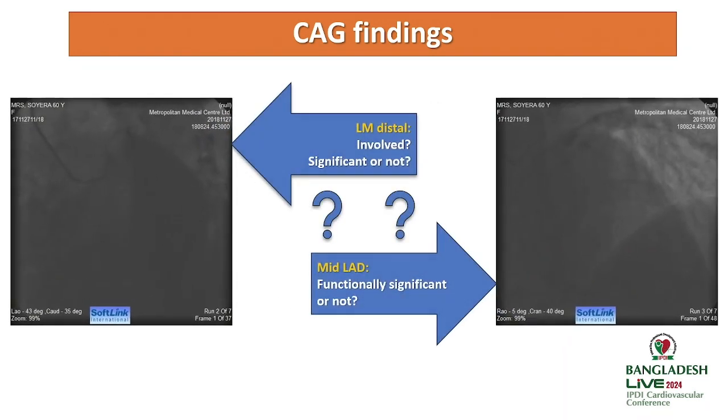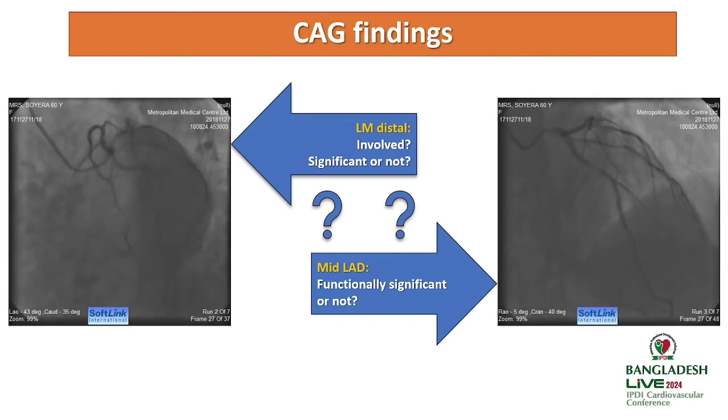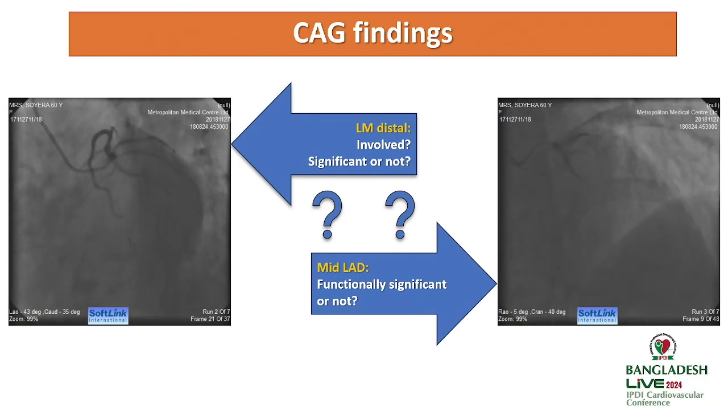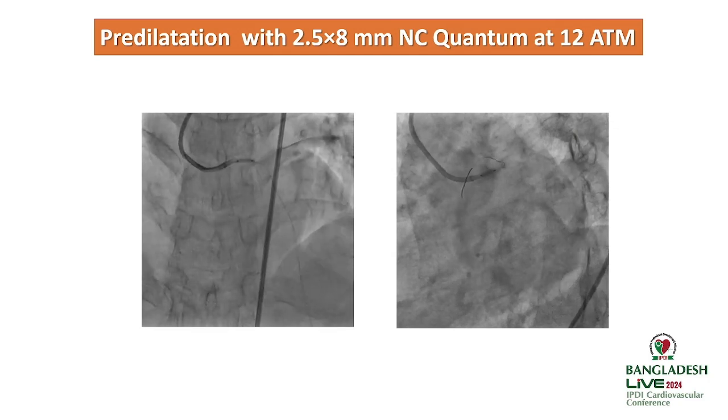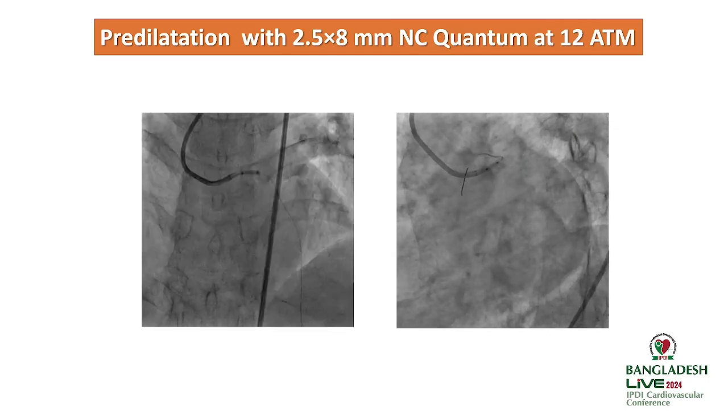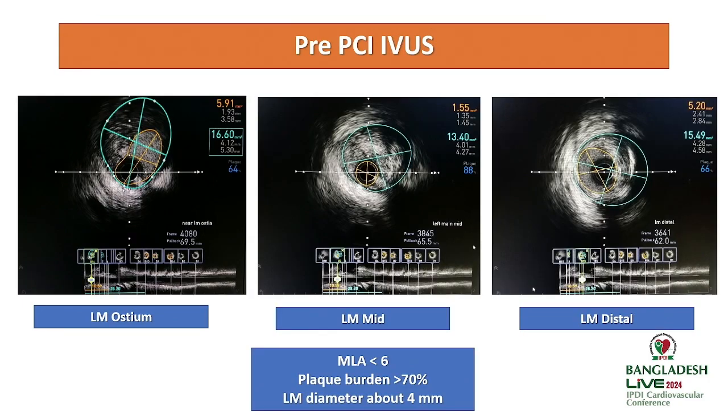The question was whether the distal left main was involved and significant or not, and whether the mid LAD was functionally significant or not. First, we pre-dilate the ostium of the left main with a 2.5 into 8 mm NC balloon. Then we do the IVUS. It shows MLA of the left main less than 6, plaque burden more than 70%, and left main diameter about 4 mm.